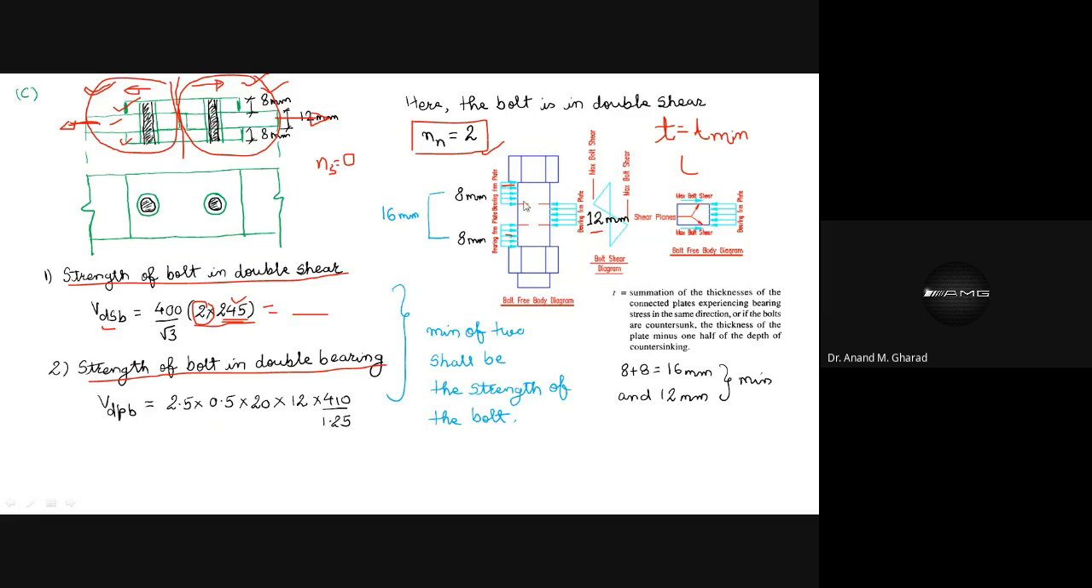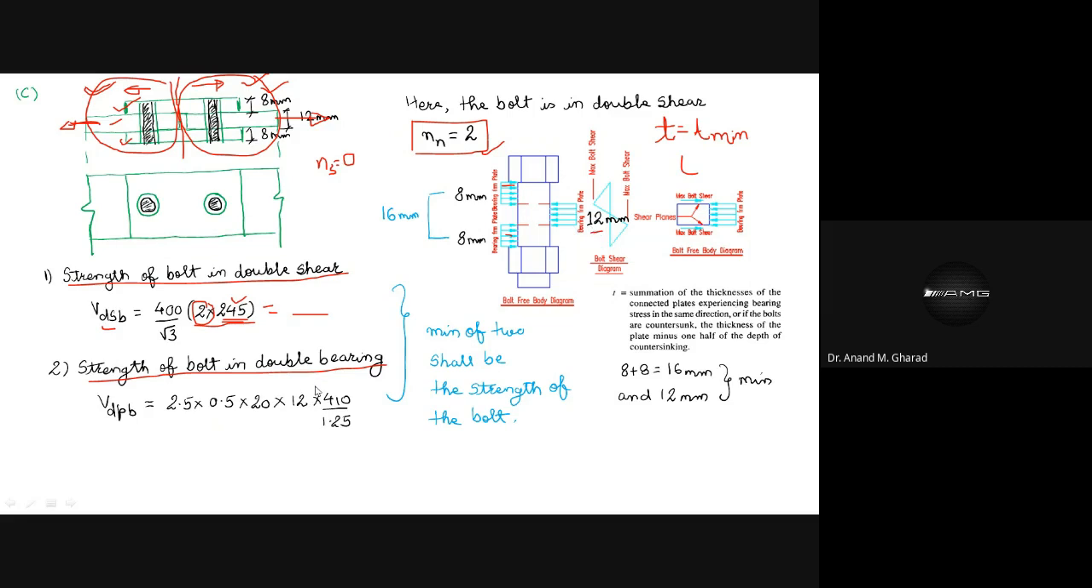Yes. This is an 8 mm thickness plate. This is an 8 mm thickness plate. So you add them. This will form the summation. Whereas over here, which is associated with the 12 mm thick plate, the bearing stresses are acting in the opposite direction to this. And there is no other bearing stress in the same direction or parallel to this. So it will be only 12 mm.